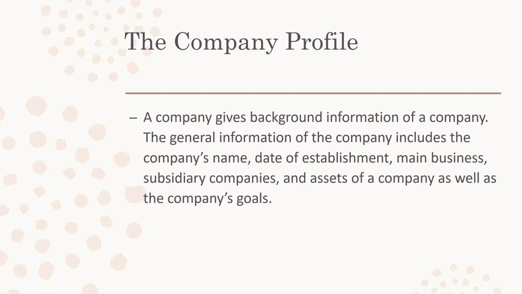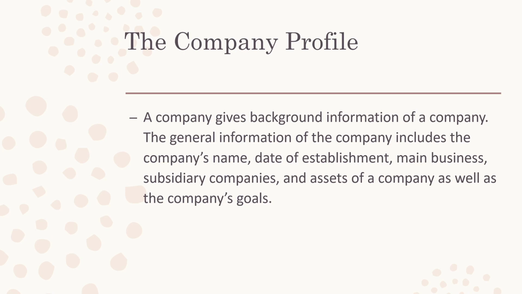The general information of the company includes the name, the date of establishment, the main business, subsidiary companies, and the assets of the company as well as the company's goal. When you see all those things, those are the company profile. So the name, the date when it was established, what they are selling or what they are doing, subsidiary companies, which are companies that work under them, and assets of the company, which means how much they provide, how much revenue, as well as what they want to achieve. So that is a company profile.